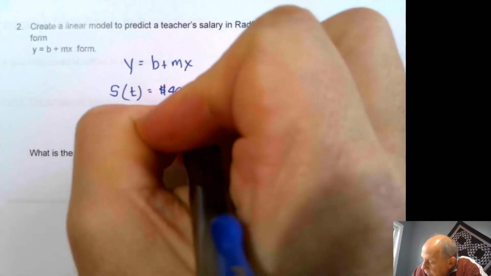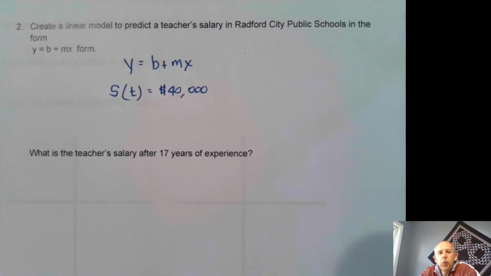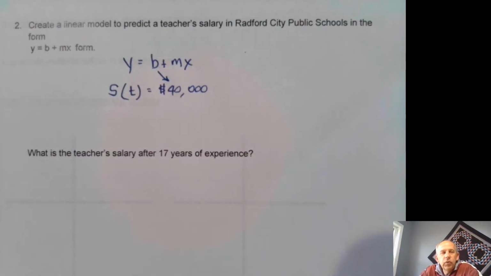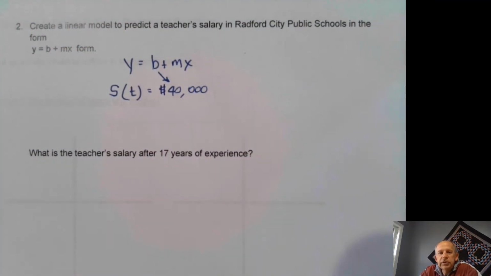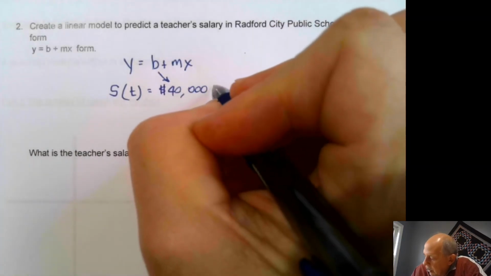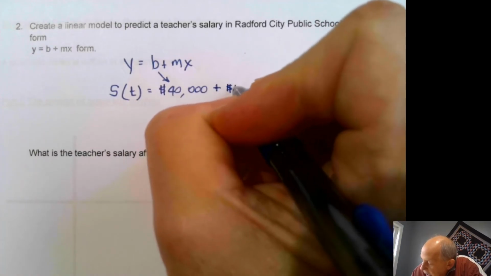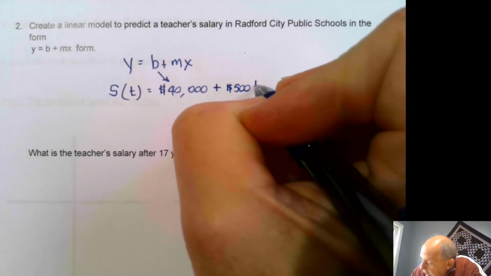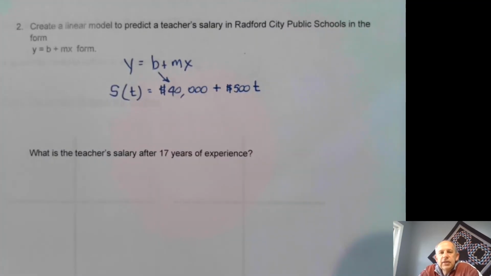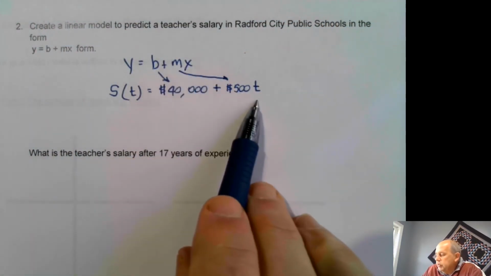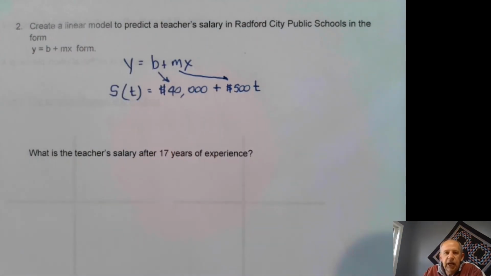A new teacher in the city of Radford starts out making about $40,000 a year. There is their B value, their base value, where their annual income would cross the y-axis, my y-intercept. As you would expect, as teachers get more experience in a class, their yearly income increases, and it increases by about $500 a year for every year that they teach, T, their time in the classroom. So my slope is $500. My X becomes T for time, my Y becomes S for salary.